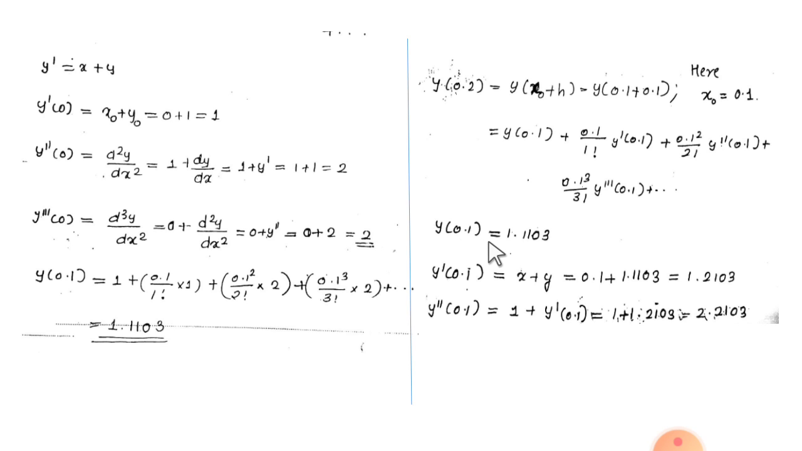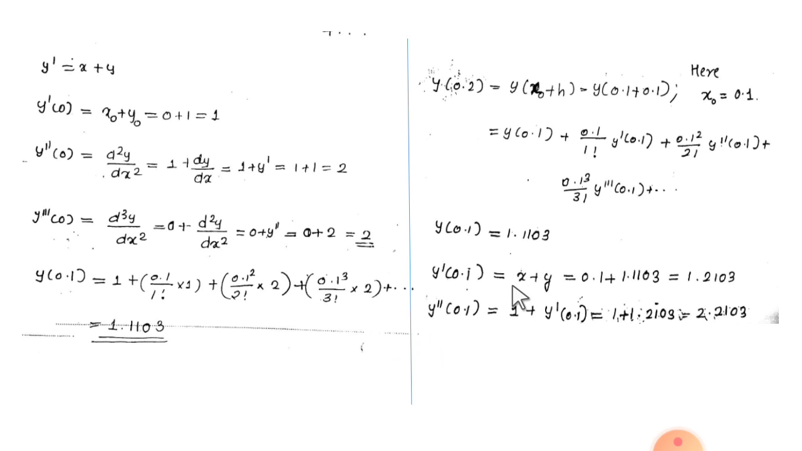So y of 0.1 will be 1.1103. That, we have already found here. Now you have to find y dash of 0.1. So y dash of 0.1 will be x plus y, that will be equal to 0.1 plus 1.1103. That is nothing but x0 plus y0. Here x0 is 0.1, y0 is 1.1103. Again you have to find y double dash of 0.1.